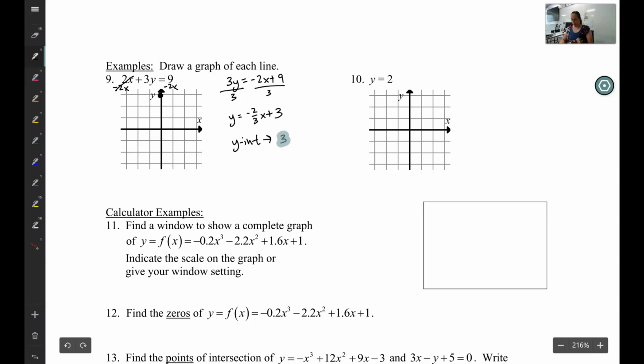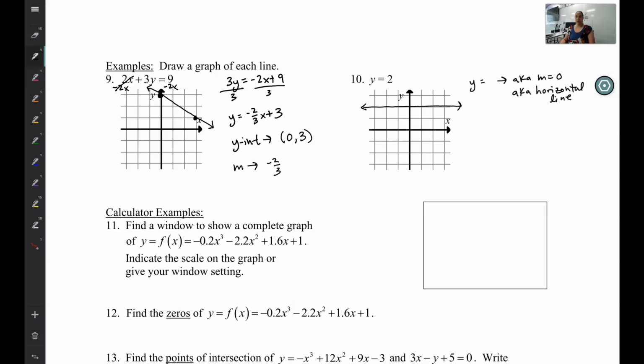Or, just so you know, usually try to write intercepts as coordinate points. So 0, 3. And our slope is negative 2/3. So fall 2 over 3. And we connect the dots. And there we go. Okay, pause the video. Try number 10. Okay, here you go. Y equals 2. This is y equals, aka our slope is 0, aka this is a horizontal line. So I just go up to 2, draw a horizontal line straight across, and we're good.